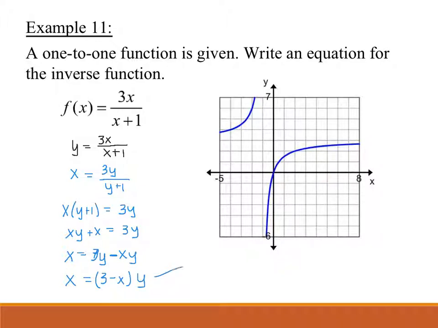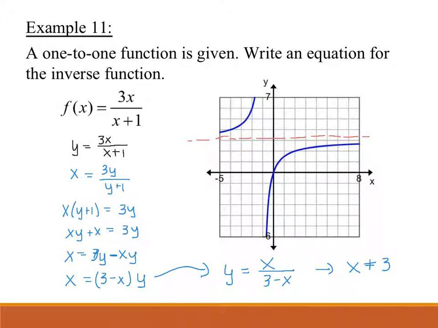Now I can solve for y, right? Because y is just equal to x over 3 minus x. Notice that the domain for this inverse function is that x cannot equal 3, right? And guess what? We have a horizontal asymptote for the range value of 3 from the original equation.